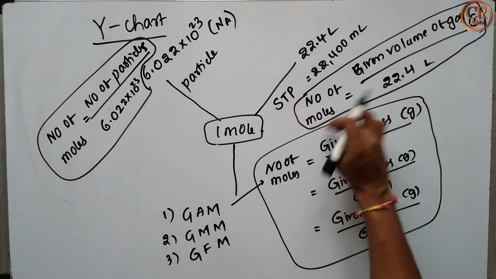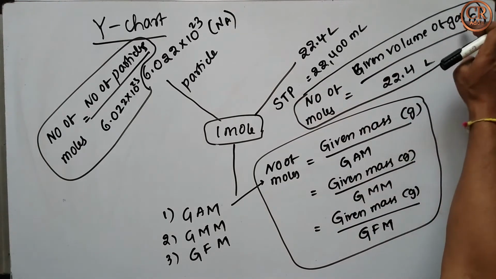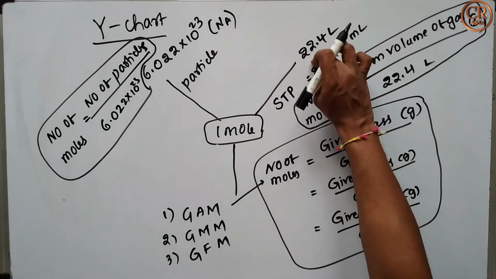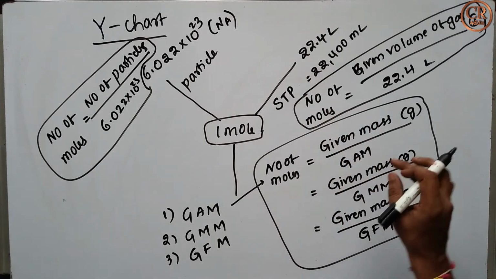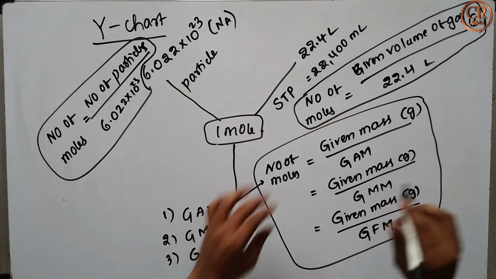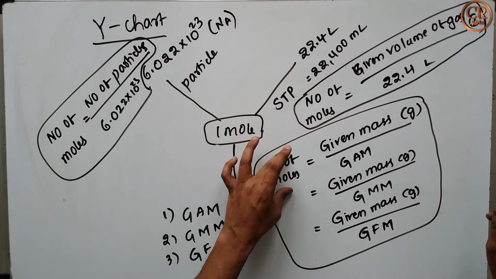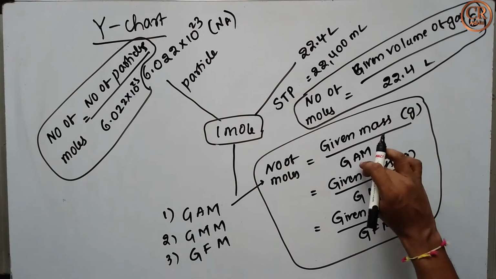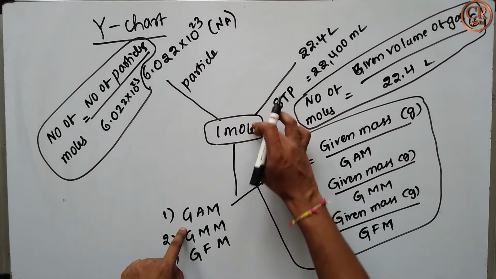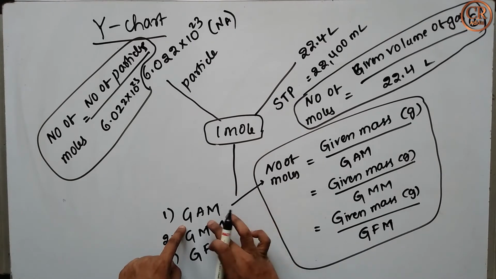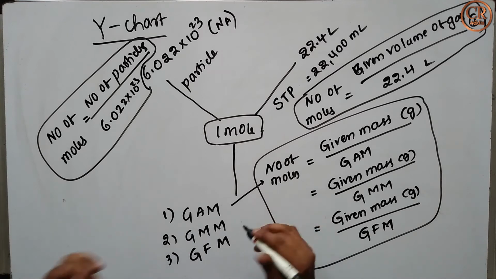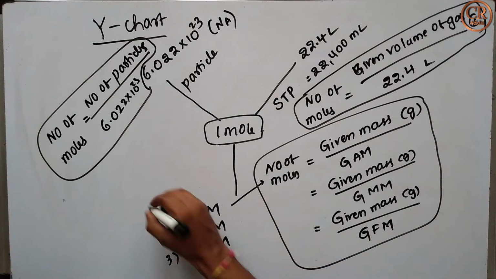Now if you make it number of moles as 1, then given volume of gas in liter equal to 22.4 liters. That is the reason I told you like this. 1 mole of any gas at STP occupies 22.4 liters. Now if you make number of moles as 1, then given mass in grams equal to gram atomic mass. So 1 mole of atoms equal to its gram atomic mass. What is gram atomic mass? Atomic mass expressed in grams is called gram atomic mass.